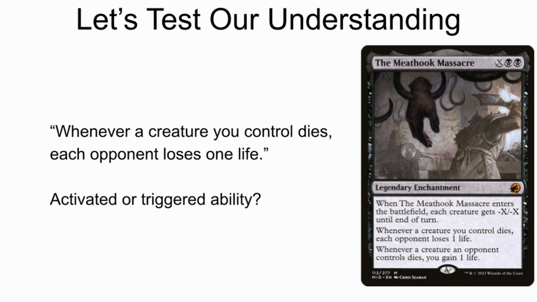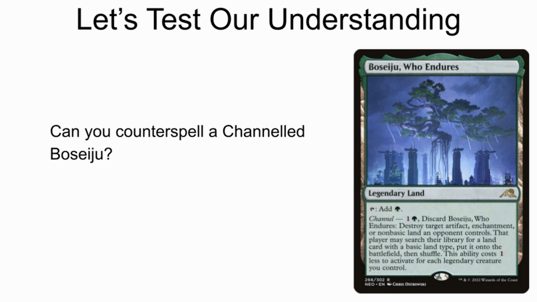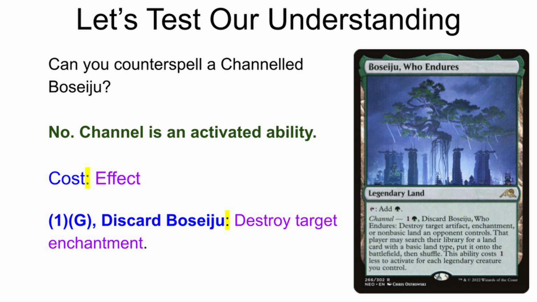Whenever a creature you control dies, each opponent loses 1 life. Activated or triggered ability? This is a triggered ability. It starts with whenever. Your opponent targets your enchantment with Beside You. Can you counterspell it in response? The answer is no. This is not a spell. The channel ability is an activated ability because it contains a colon.